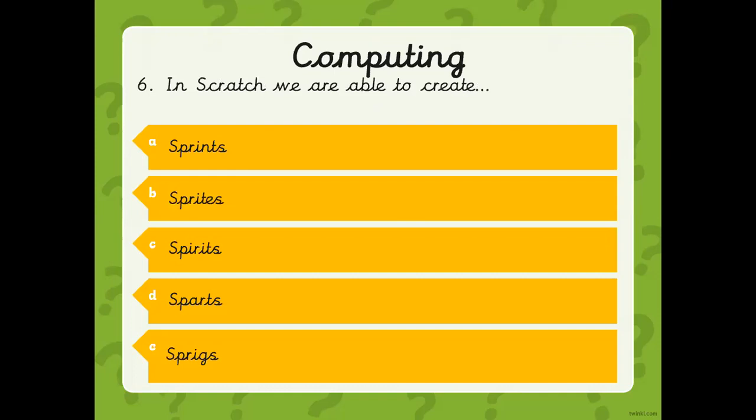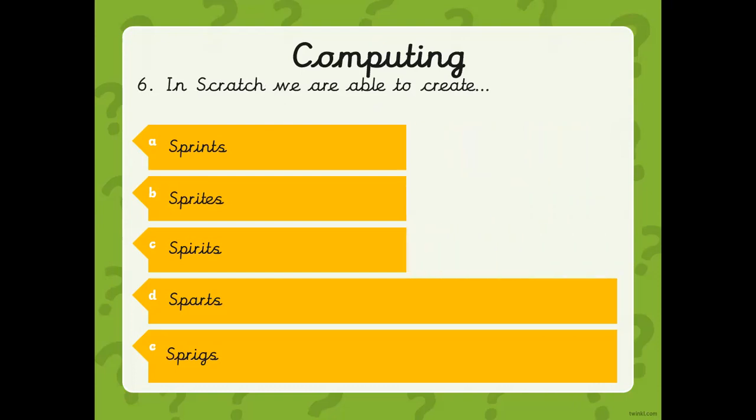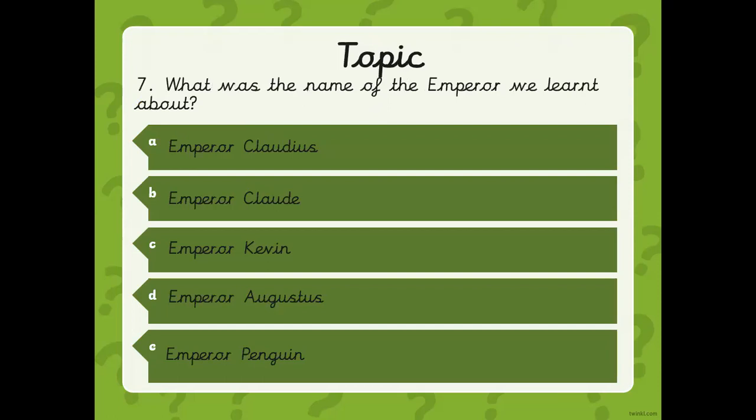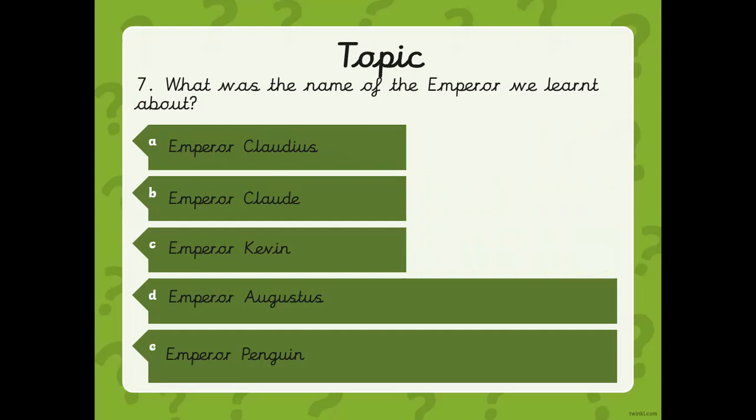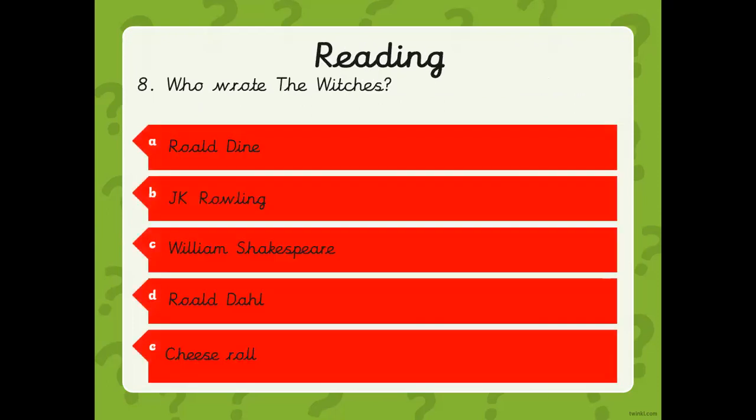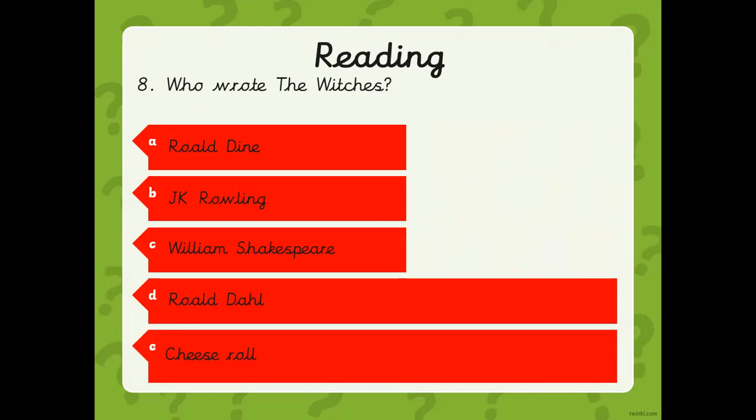Question 6, your computing question. In Scratch, we are able to create. The answer is B, sprites. Question 7, your topic question. The name of the emperor we learnt about was A, Emperor Claudius or Emperor Claudius. And finally, who wrote The Witches? The right answer was letter D, Roald Dahl.